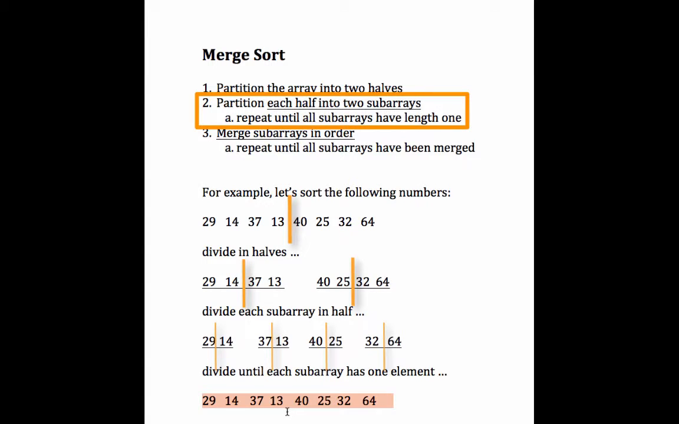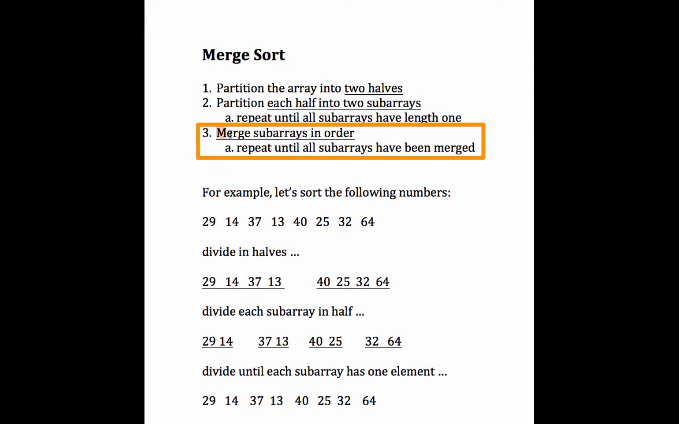So what you see here is a collection of 8 very small arrays, each of them of length 1, each of them with exactly 1 value. At this point, I have finished with the divide aspect of this algorithm. And now what I need to do is my last step, which is to merge these subarrays in order. And again, it's going to take several iterations, probably done recursively, until all the values are merged. But when I merge them, I'm going to merge them in order.